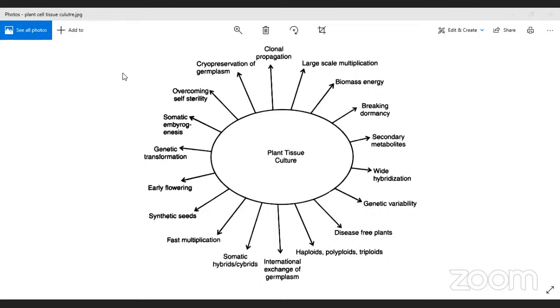Digoxin is a secondary metabolite. It is extracted from the plant Digitalis lanata. Digoxin is used in cardiovascular disorders.